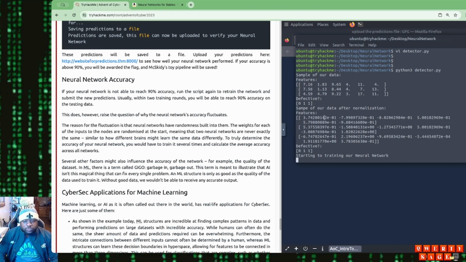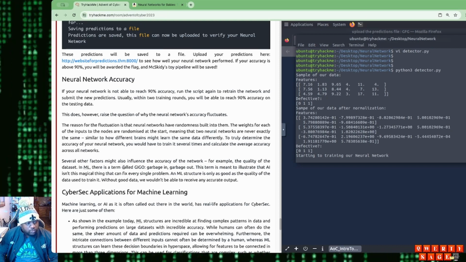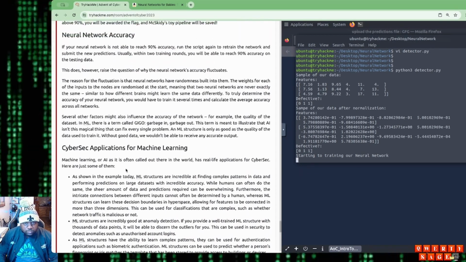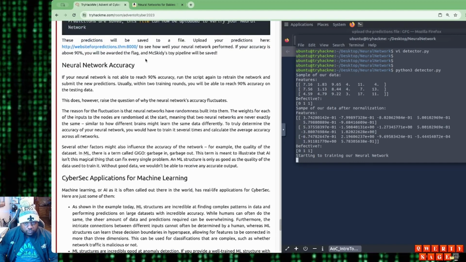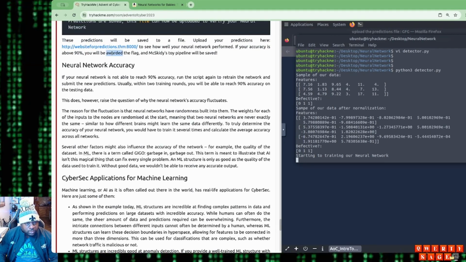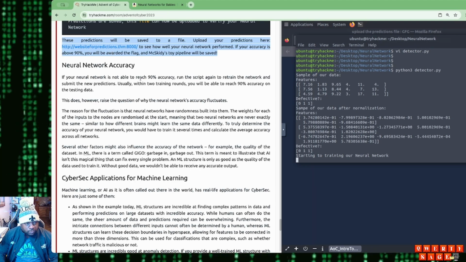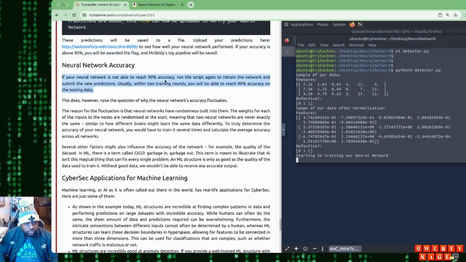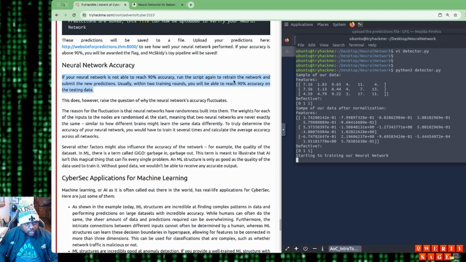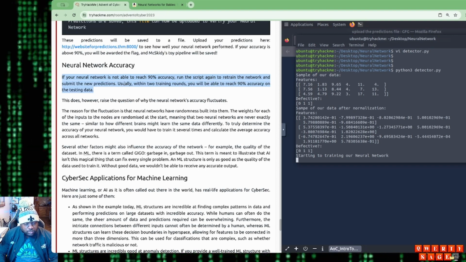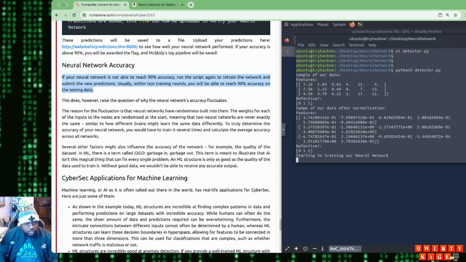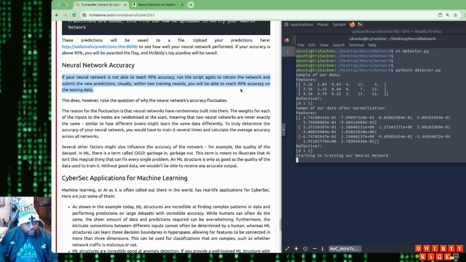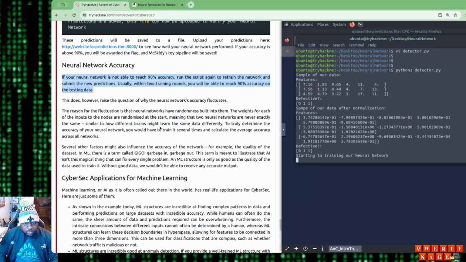5 minutes later. If your accuracy is above 90%, you will be awarded the flag. If your neural network's not able to reach 90%, run the script again to retrain and submit new predictions. Usually within 2 training rounds, you'll reach 90%.